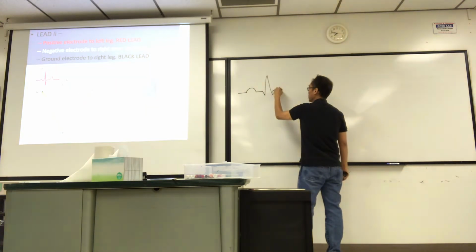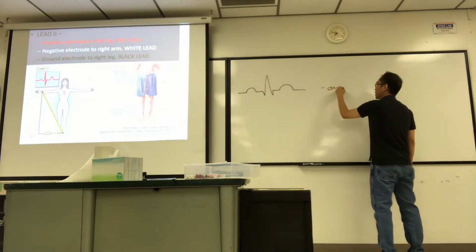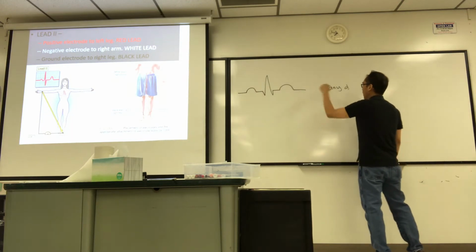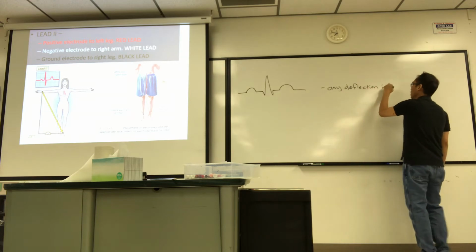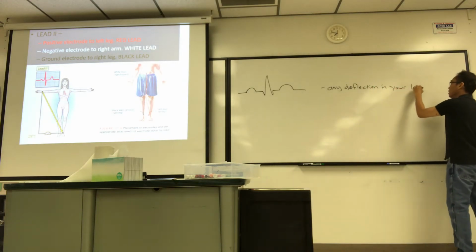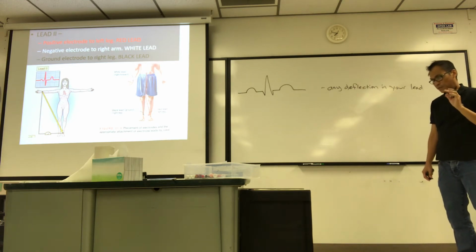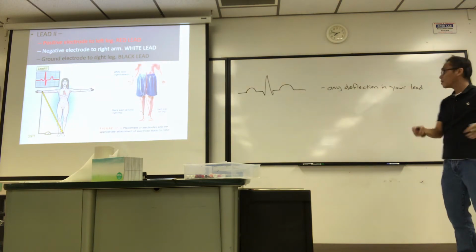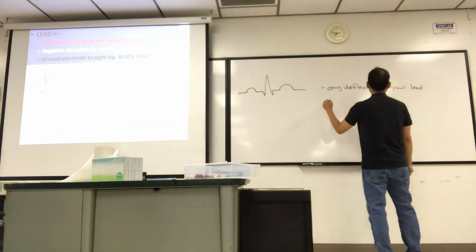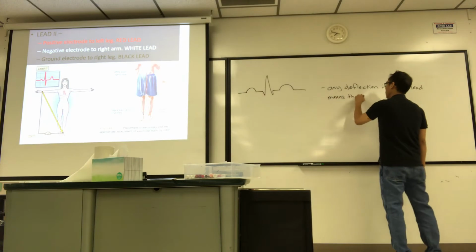Kind of how I draw out the ECG. So, any deflection, any bump or spike in the lead, what it means is the depolarization is spreading in the same direction as your lead. That's why you see something. Any deflection in your lead means the depolarization.